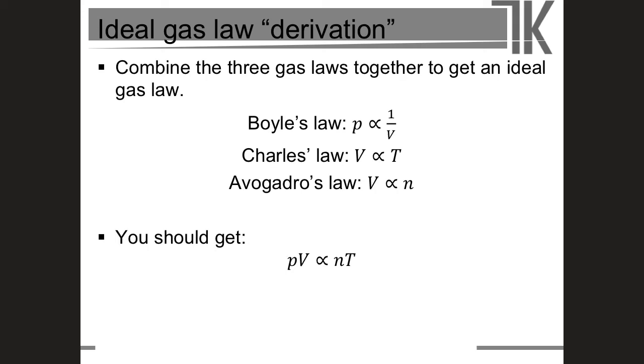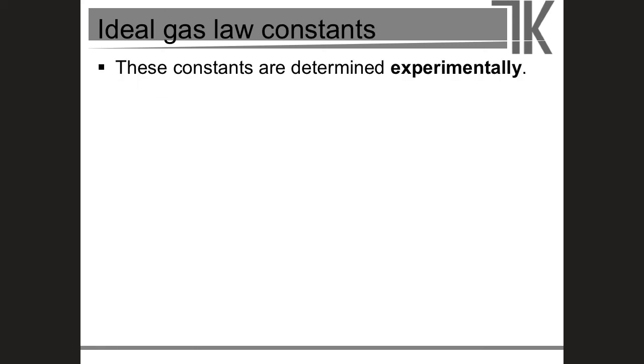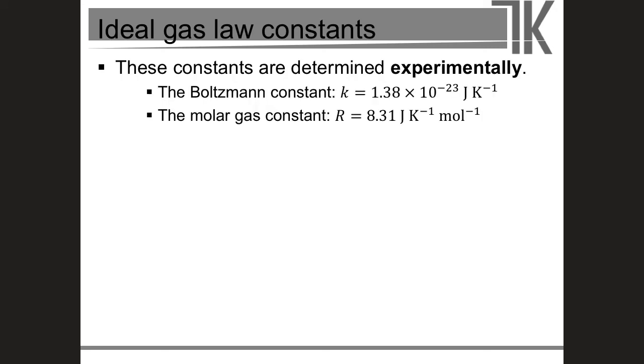You should end up getting that pressure times volume is proportional to the amount of substance times temperature. Pause the video if you need to think about this. How do we make that an equal sign as opposed to just proportional? We can use a constant. Now these constants are determined experimentally. So you have the Boltzmann constant k of 1.38 times 10 to the minus 23 joules per Kelvin, and the molar gas constant R of 8.31 joules per Kelvin per mole.